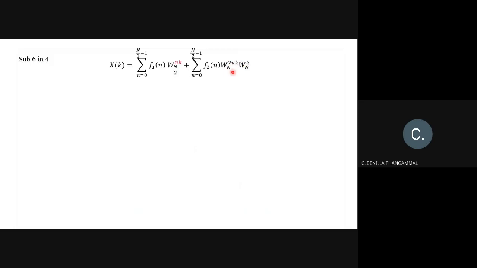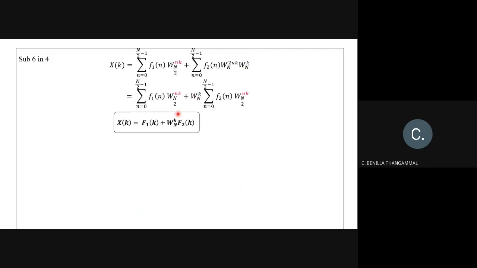So I wrote this one, and you know this value of W suffix 2 power nk can be written as W suffix nk. So this is nothing but a constant value according to this summation, so I took it out. So now this can be written as f1 of k plus W suffix n power k into f2 of k. So this n point DFT is split into two n by 2 point DFTs according to your even and odd sequences. This is going to be the first stage of computation.